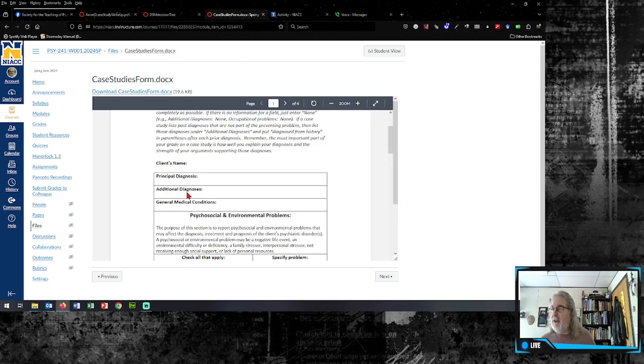Now you'll notice next thing is additional diagnosis. Sometimes people have more than one disorder, and you would list those there. Now you'll notice as it says, sometimes it might tell you in the case study, this person has been previously diagnosed with generalized anxiety disorder. If that's the case, you would put generalized anxiety disorder under additional diagnoses, and in parentheses, you would put diagnosed from history. The reason you put that phrase is that tells the reader that you didn't make the diagnosis, that was already pre-existing. So if anybody was to question your diagnosis, they wouldn't question that because you didn't make the diagnosis.